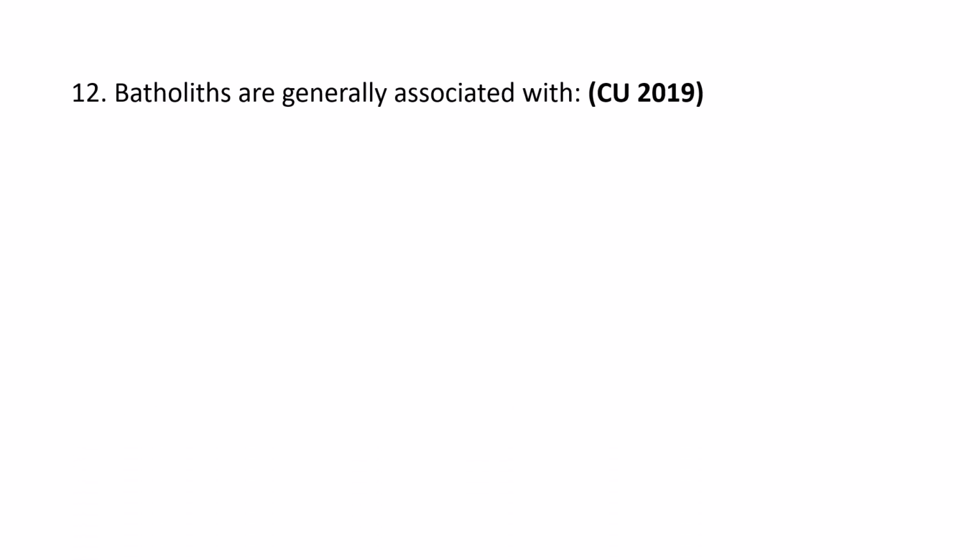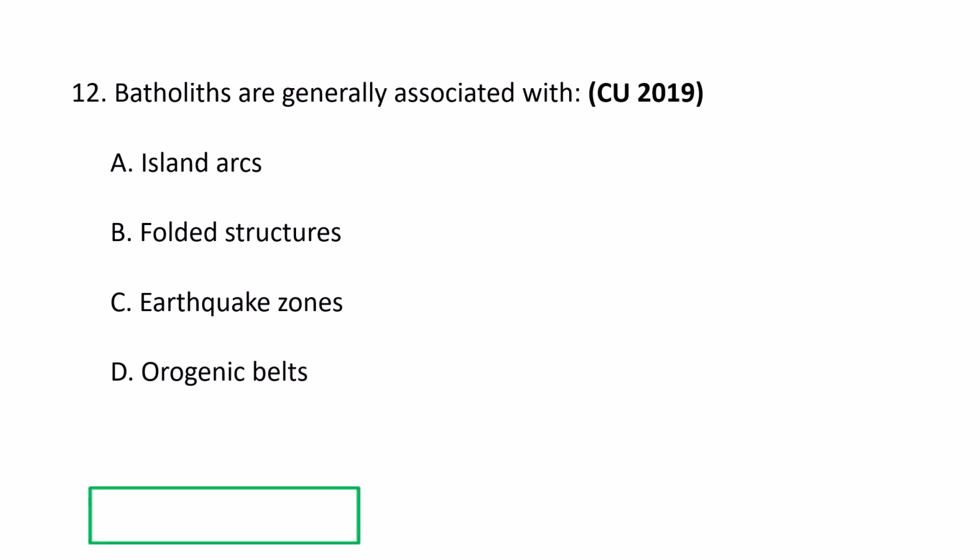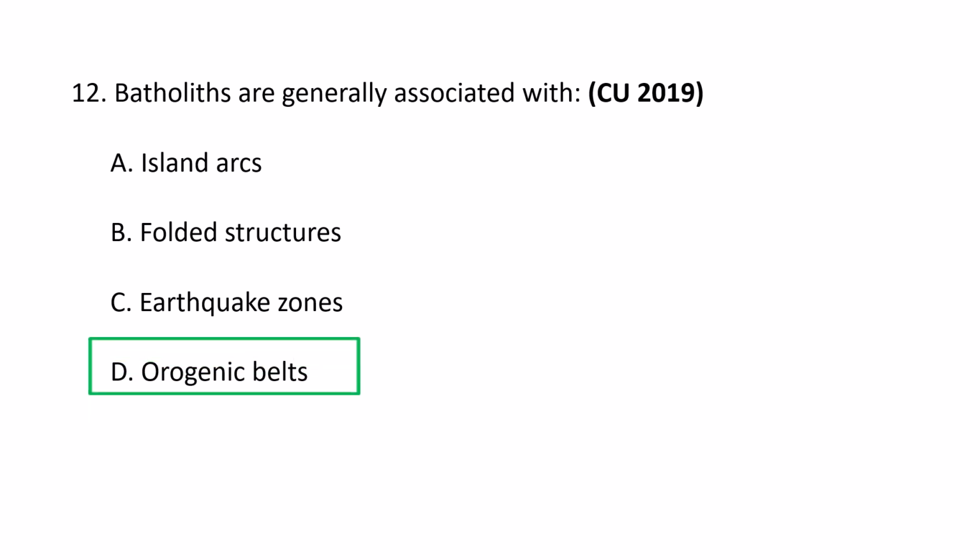Next question. Batholiths are generally associated with A. Island arcs, B. Folded structures, C. Earthquake zones, and D. Orogenic belts. Batholiths are generally associated with orogenic belts. Orogenic belts are linear regions of deformation where continental crust is thickened and deformed, and batholiths are large intrusive igneous rocks, and these are found within these belts.